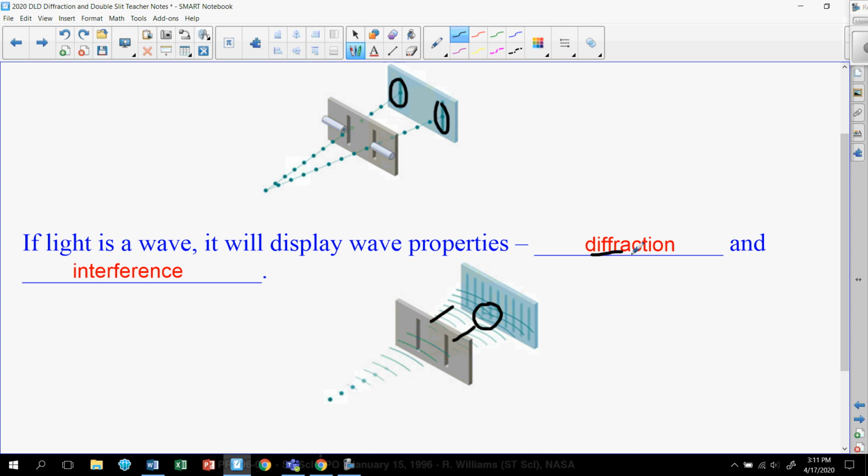All right. So we see this diffraction. And then when they overlap one another, we begin to see interference. If you remember that from the last unit, that's where two waves occupy the same space at the same time. We have constructive interference or destructive interference.